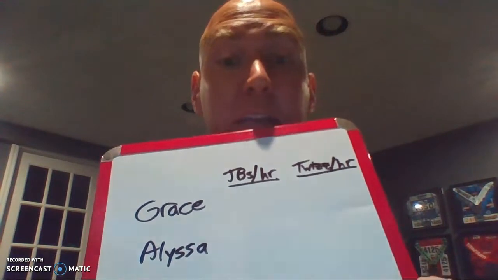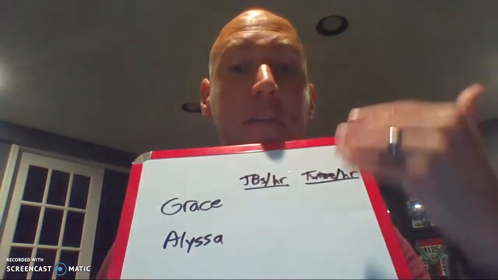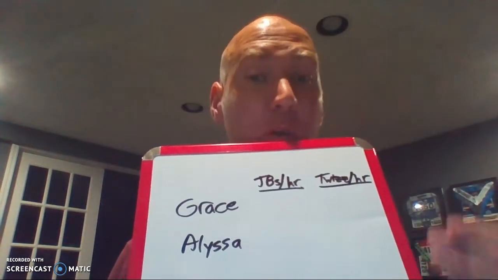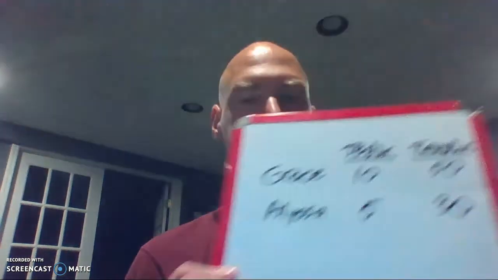When you're looking at today's homework assignment, if it's the product per hour, or product per day, or product per worker, that's an output problem. So let's say Grace makes 10 jelly beans per hour and 50 Twizzlers per hour. Alyssa makes, I don't know, 5 jelly beans per hour and 30 Twizzlers per hour.